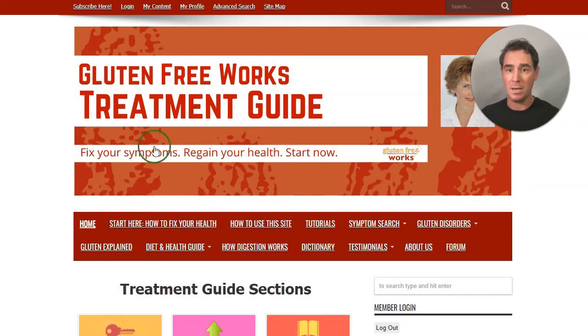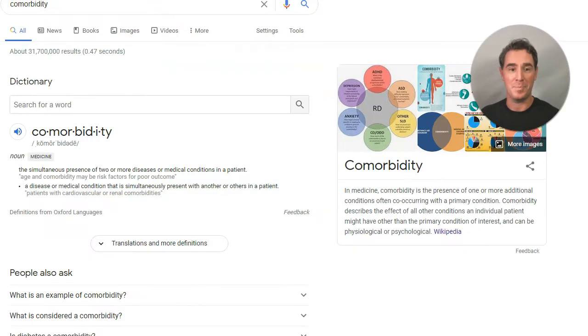Before we talk about using the Gluten Free Works treatment guide, we have to first learn what comorbidities are. And to do that, let's go to Google. A comorbidity, according to the dictionary, is the simultaneous presence of two or more diseases or medical conditions in a patient. It's also defined as a disease or medical condition that is simultaneously present with another or others in patients. I'm making this video in the year 2020.